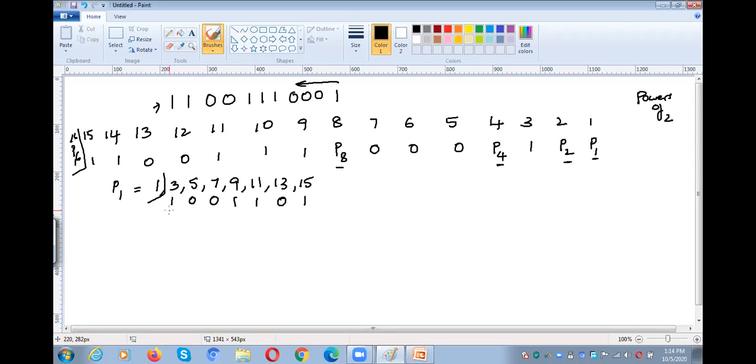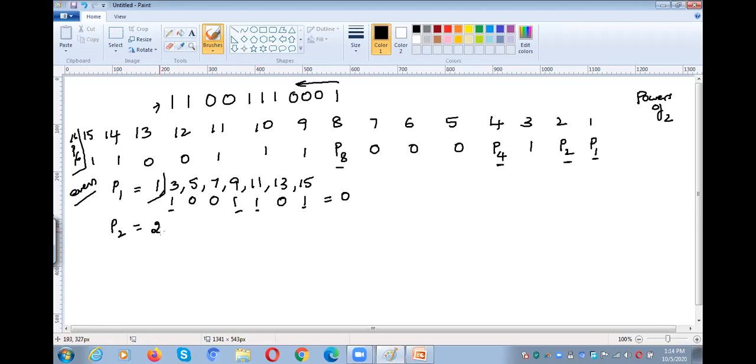And then how many ones are there? There are 4 ones. That means even. So the P1 value is 0. Why? Because the number of ones is even. Even parity. Okay.